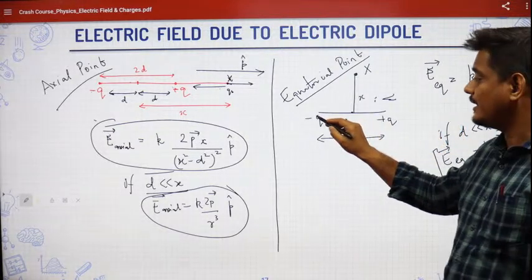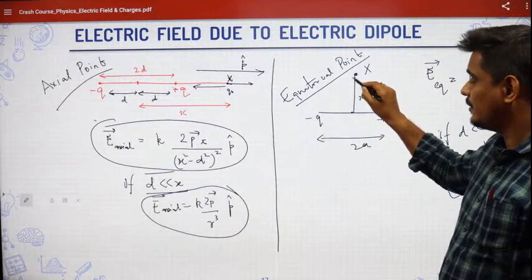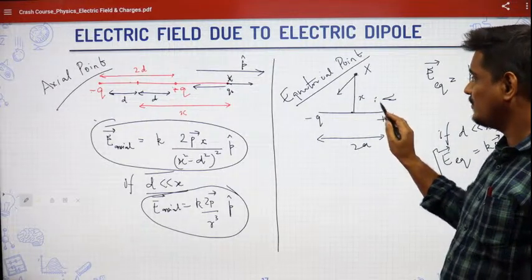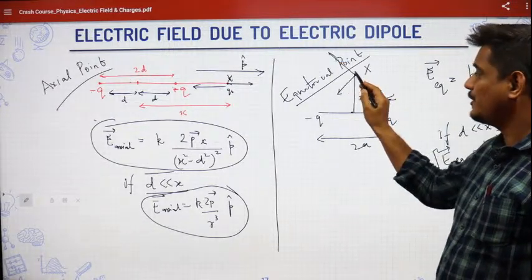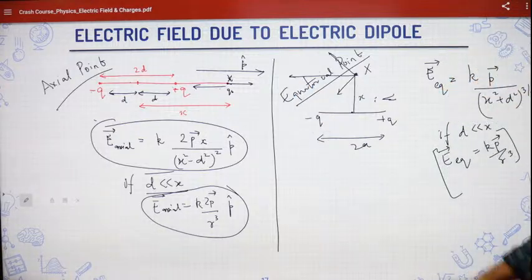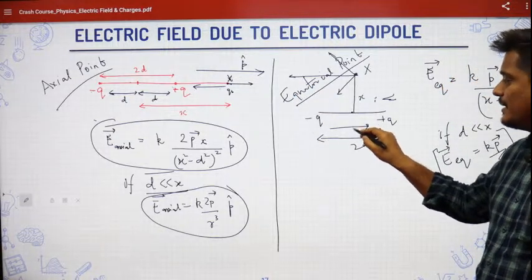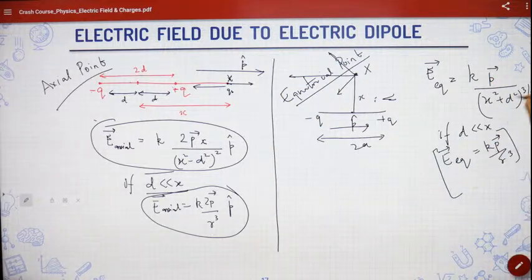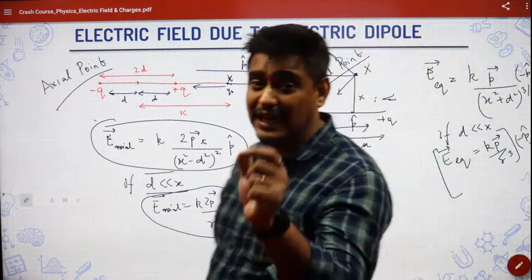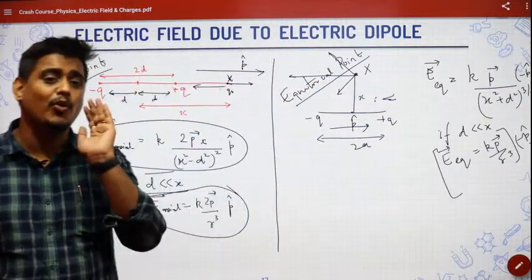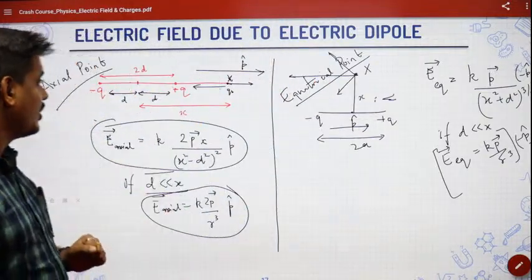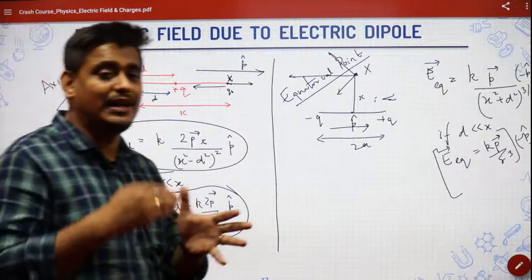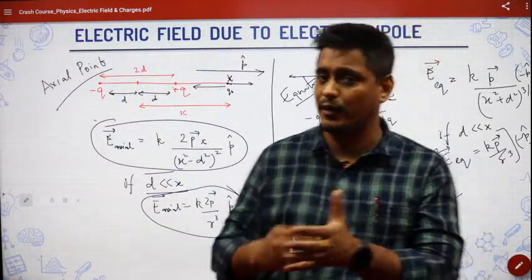Once again, if I want to tell you about the direction here, see, the negative and this positive will give a field in this direction, and this positive will give a field in this direction. So the net field will be in this direction, isn't it? The direction of the dipole moment is here, P. So the direction of the net electric field will be opposite to the dipole moment. That's why I'm writing the direction as minus P cap. Remember this. It has a direction exactly opposite to the direction of the dipole moment. So this is about the electric field due to an electric dipole at an axial point and at an equatorial point. Both I have discussed.